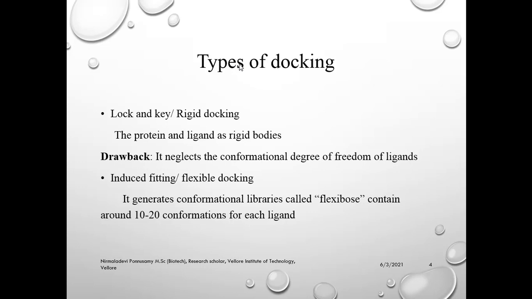Here we are going to see types of docking. There are two types of docking. One is rigid docking, another one is flexible docking. Rigid docking is also called lock and key. In this docking method, protein and ligand structures will be rigid, which means unbending, whereas in flexible docking a flexible structure will be there.